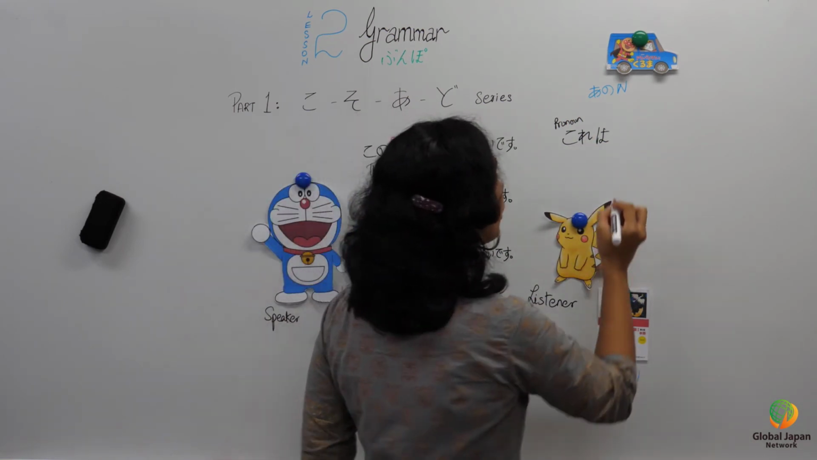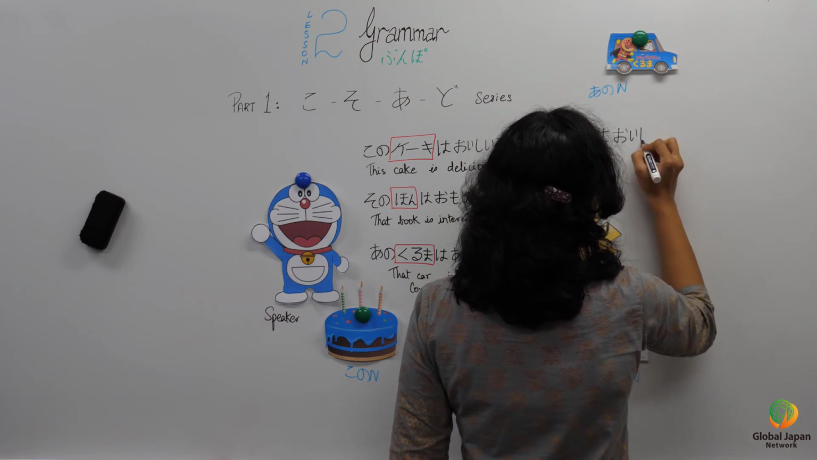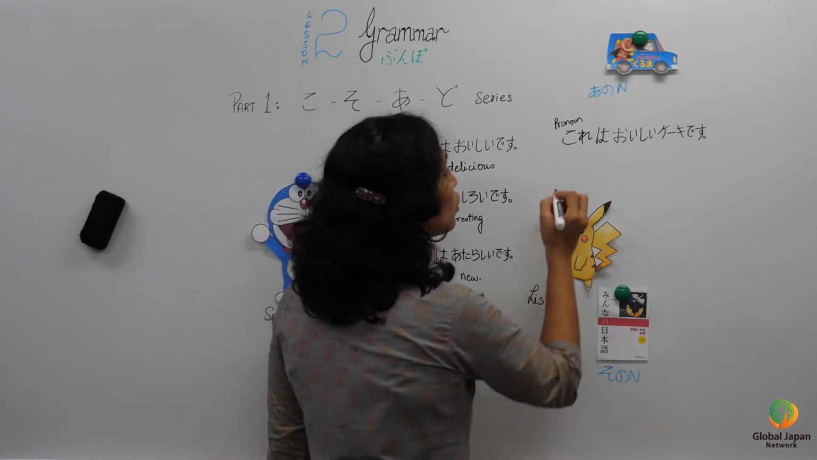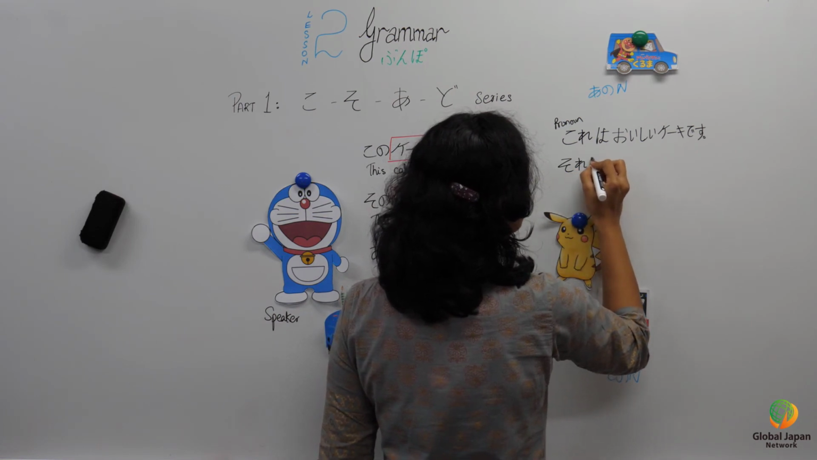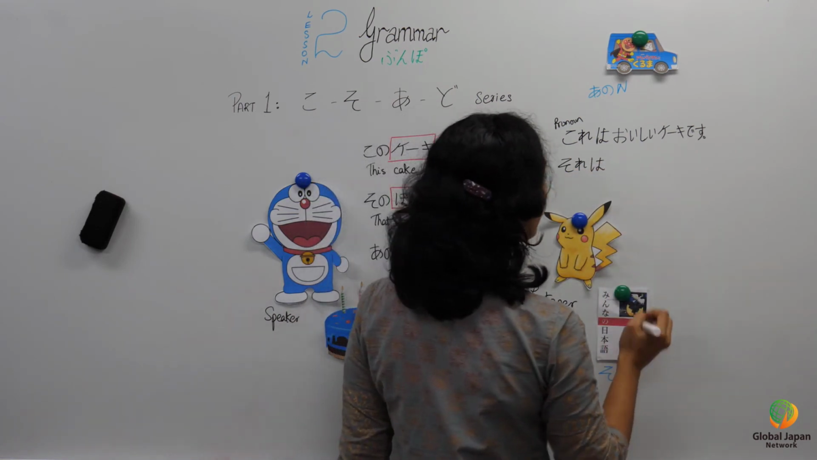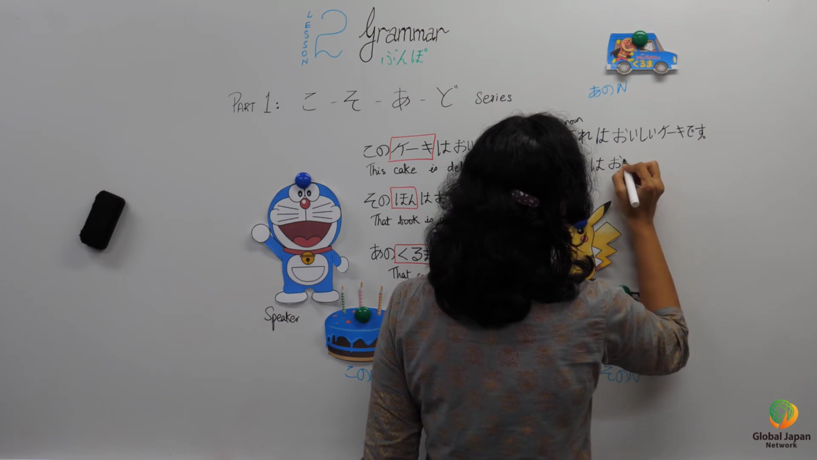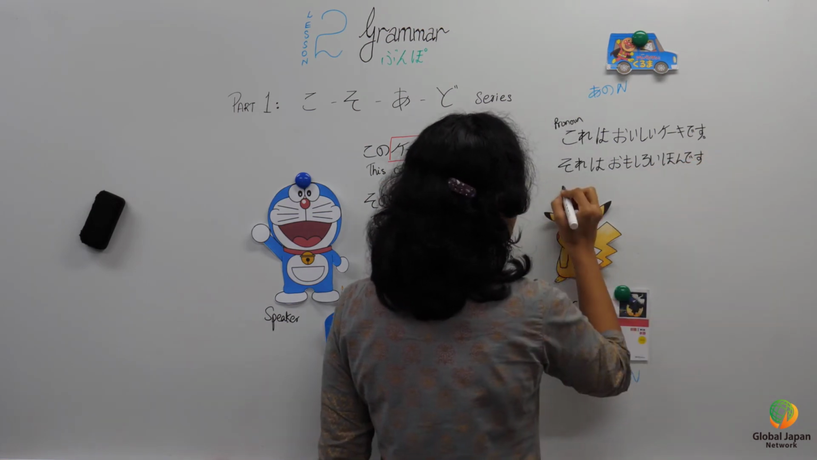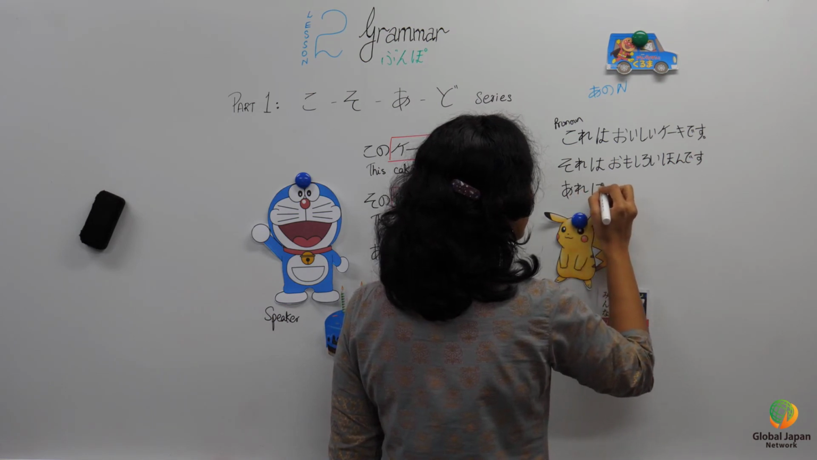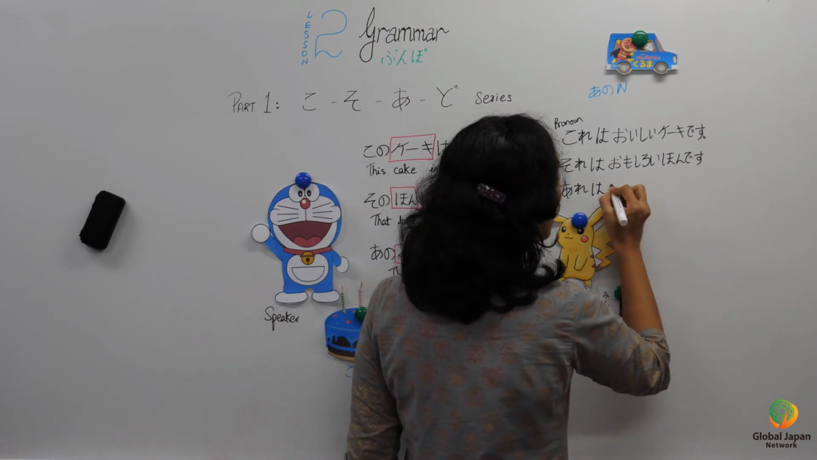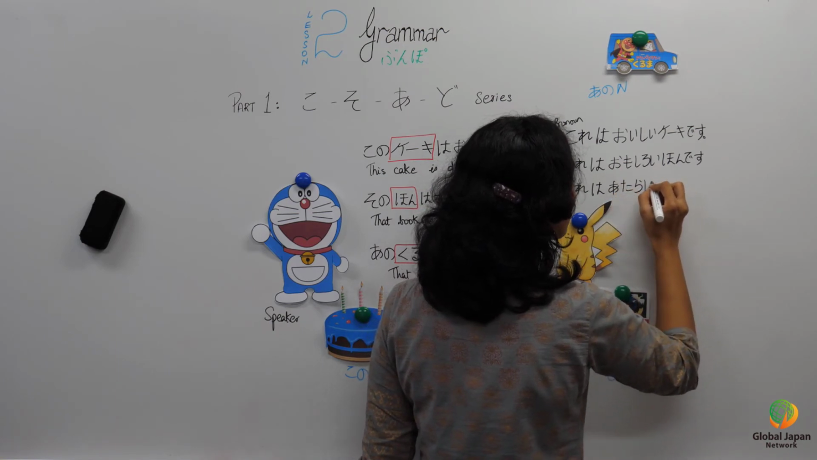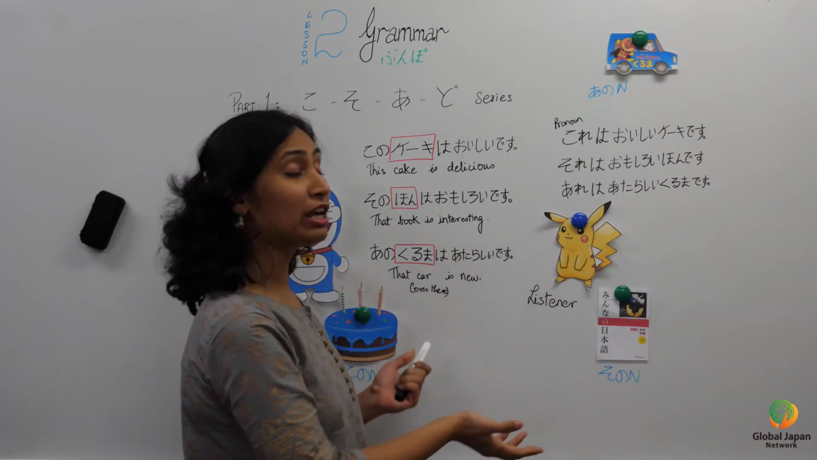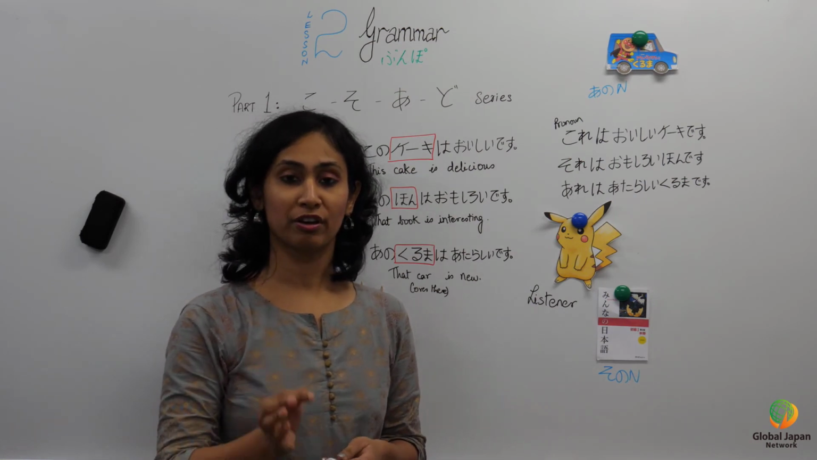これは美味しいケーキです。About the book. それは、それ has to be followed with the particle wa. それは面白い本です。あれ should be followed with the particle wa. あれは新しい車です。You could follow any of these two forms for framing sentences when you are referring to a thing.